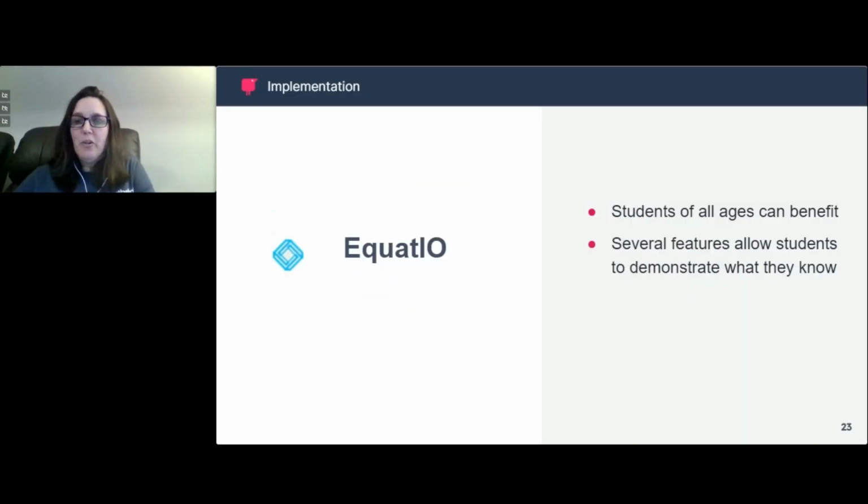So Equatio, I think what's important is that students of all ages can benefit. I know a lot of people thought just high school and higher because it just seemed like equations and things like that, but really it can use fractions, you can use money, there's all kinds of different things that you can do for those younger students. And several of these features allow students to demonstrate what they know, maybe in a different way than paper pencil, because for some learners, paper pencil is really difficult.